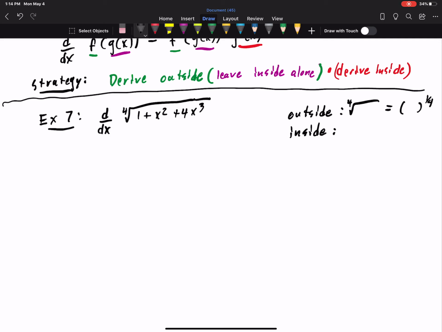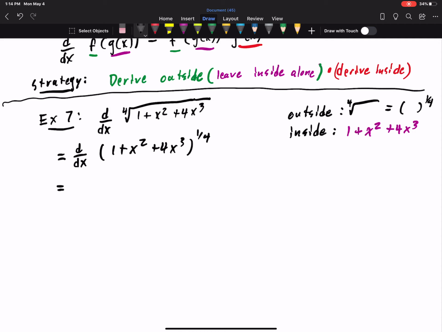The inside function is almost always the thing inside the box or parentheses or some sort of containment. Okay? So the inside function is 1 plus x squared plus 4x cubed. That is the inside function. Now that we've identified this, we're going to rewrite the problem a little bit so that we have a power instead of a radical. So we have 1 plus x squared plus 4x cubed, all raised to the 1/4 power.